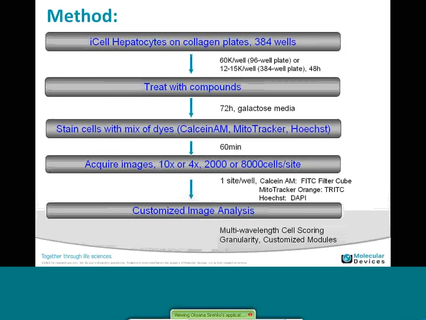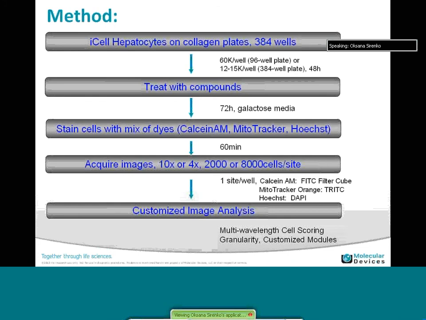I will describe in a little bit more detail our typical protocol. Hepatocytes are plated on collagen plates in 384-well format. We usually use 12 to 15,000 cells per well. In 48 hours, they appear confluent and make good cell-to-cell junctions. Those cells are then treated with compounds for 72 hours in regular or galactose media. And then we stain cells with a mix of 3 dyes, calcein, MitoTracker, and Hoechst, for 60 minutes.